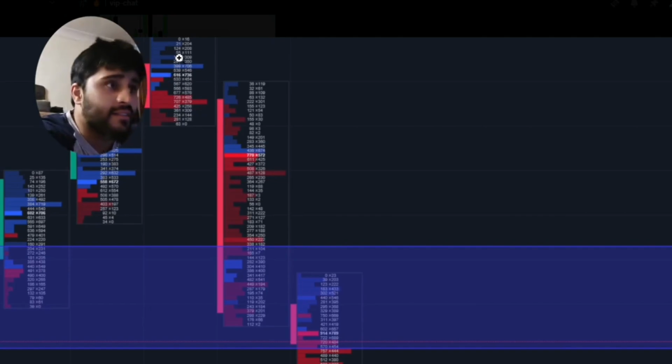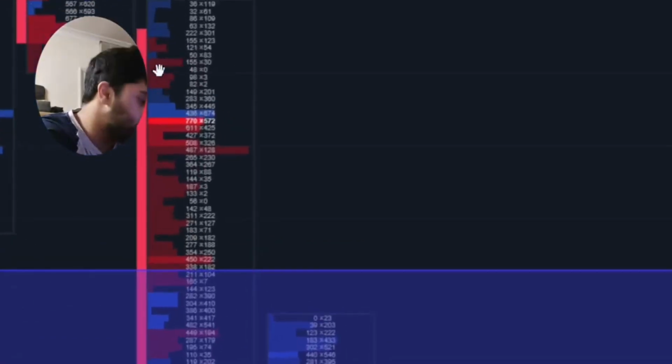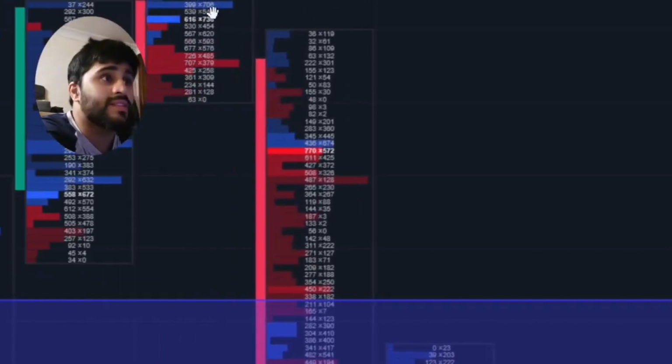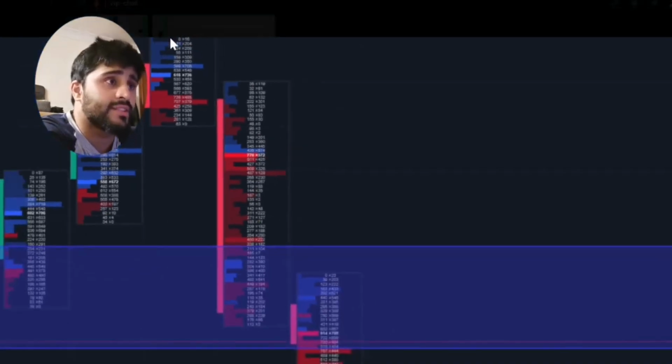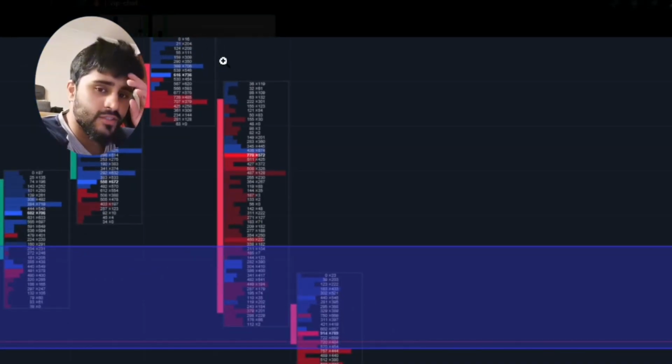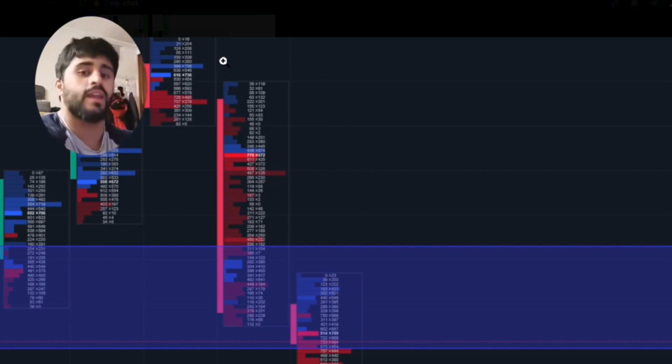So again, this candle over here, when we zoom into the price action, we see 399 for 706, we see 37 for 244, and we also see 0 for 16 at the top. These three candles I'm showing you are incredibly important when it came to forming this trade. We saw huge buying and we saw a finished auction at the top.